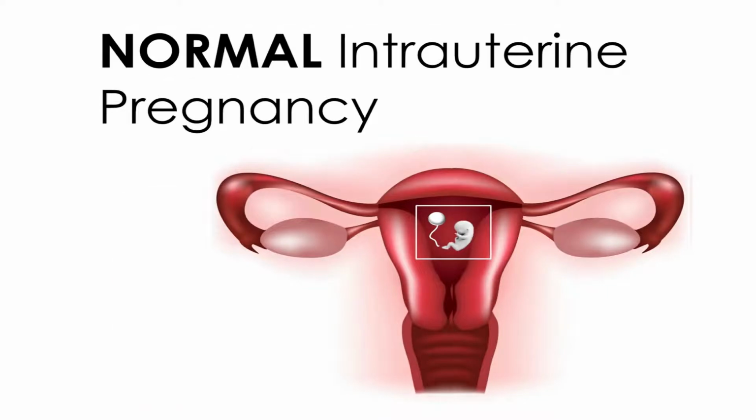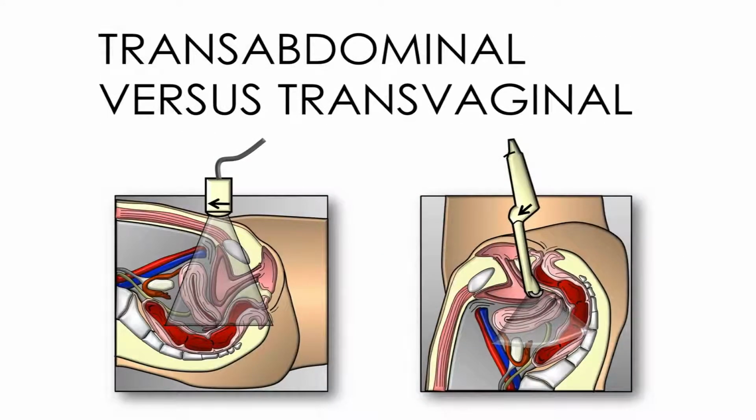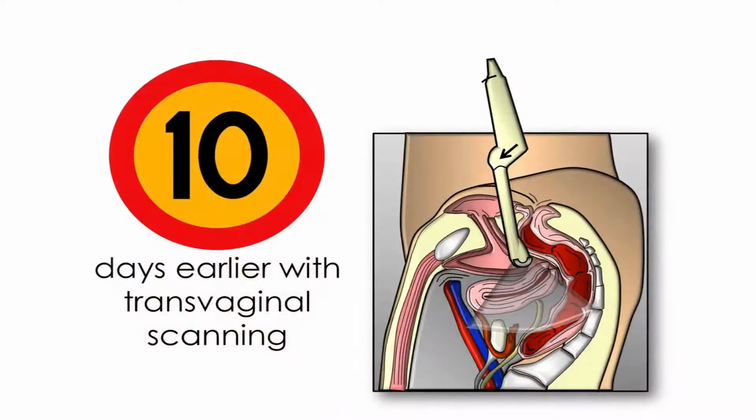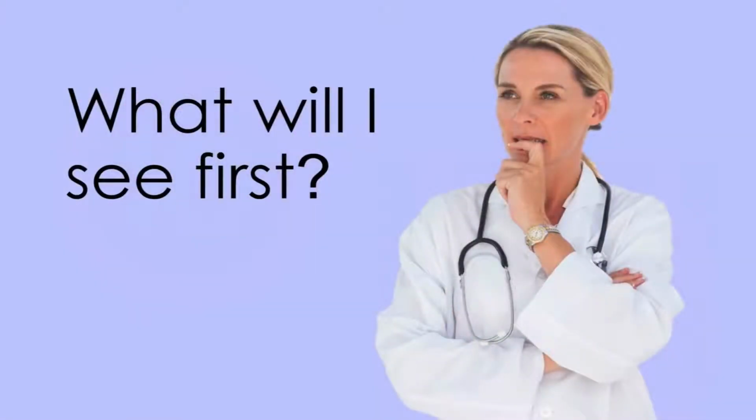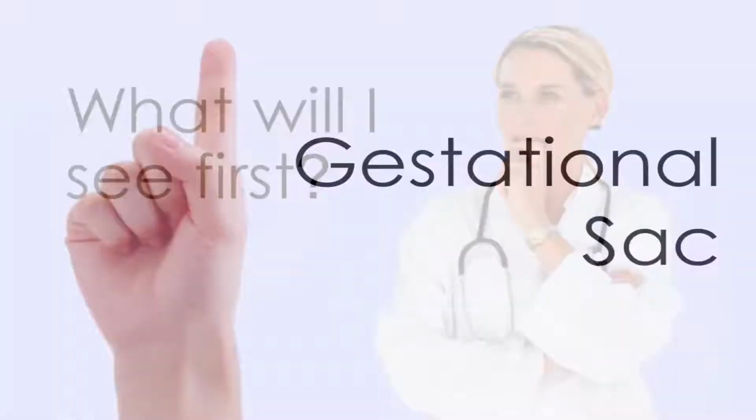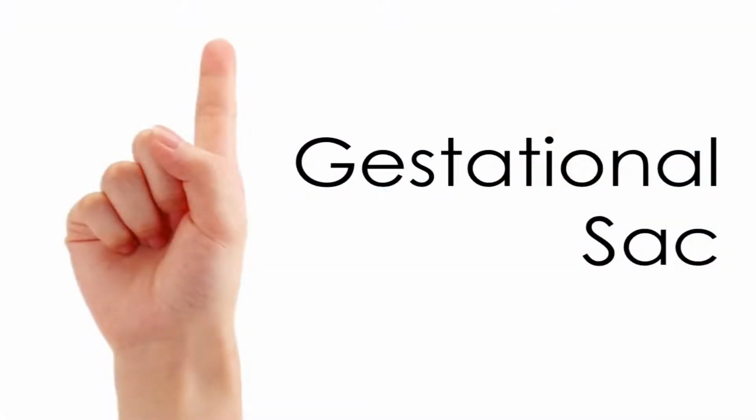There are two approaches to ultrasound examination of the pelvis, transabdominal and transvaginal. In general, embryonic structures will be seen about 10 days earlier by transvaginal ultrasound versus transabdominal ultrasound. So, what will be the first structure you will see with a normal intrauterine pregnancy? The first embryonic structure you will see is the gestational sac.